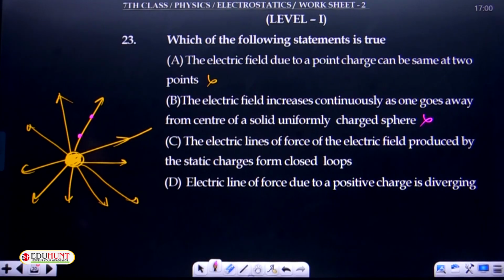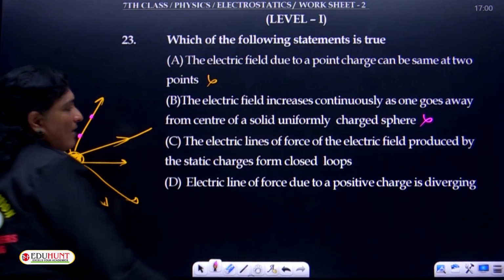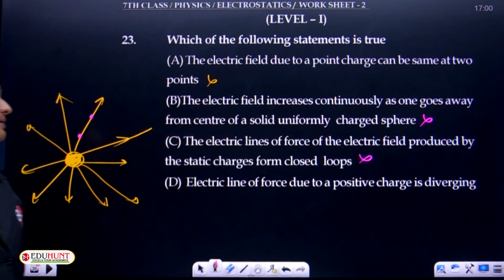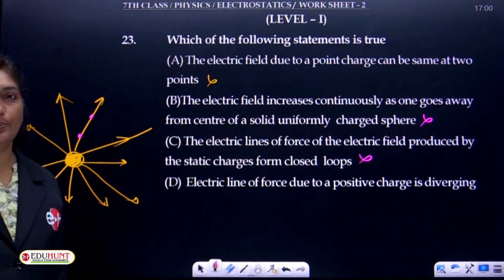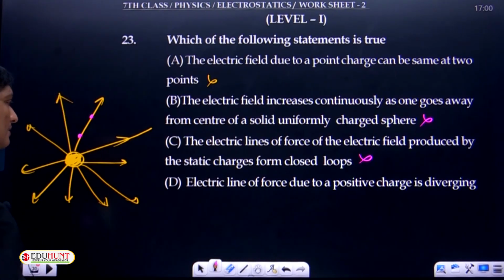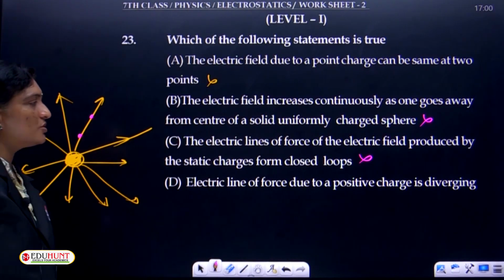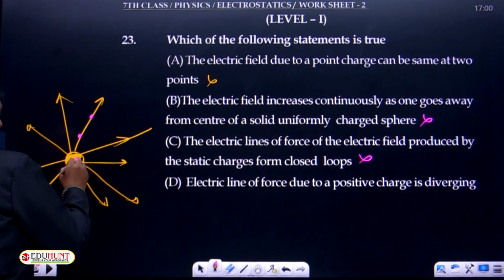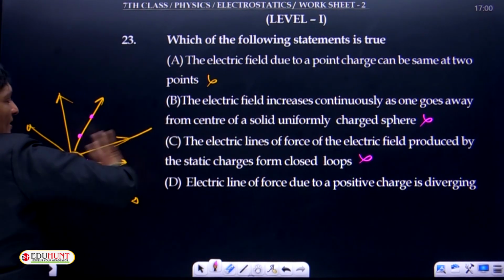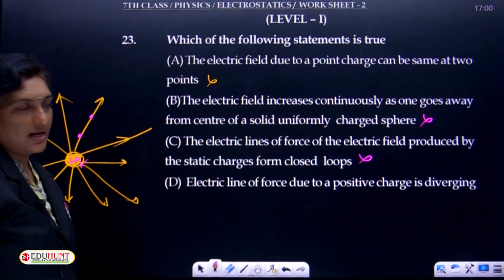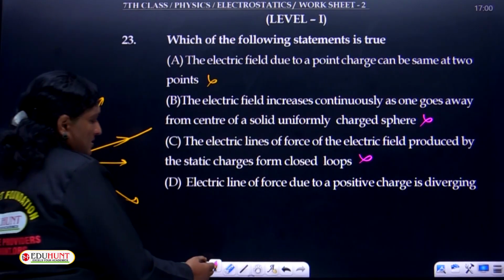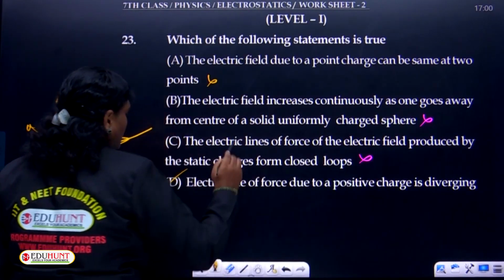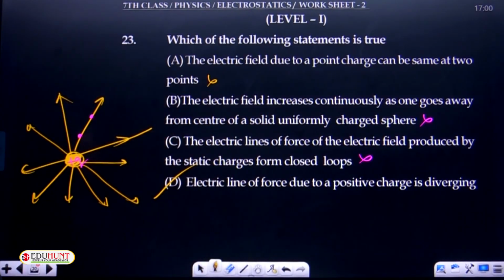The electric lines of force of the electric field produced by static charges form closed loops. I have already discussed that electric field lines never form closed loops. Now the last one, electric lines of force due to a positive charge is diverging. Diverging means moving away. If you consider a positive charge, the electric field lines always move away from the positive charge. So they diverge from the positive charge. Hence, the correct option is option D, that is electric lines of force due to a positive charge is diverging.